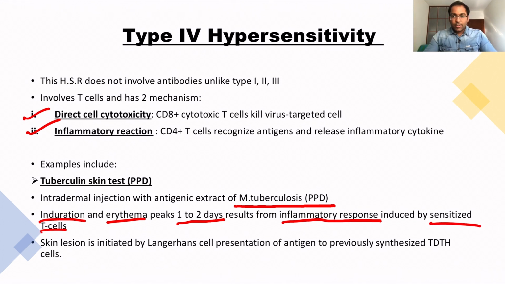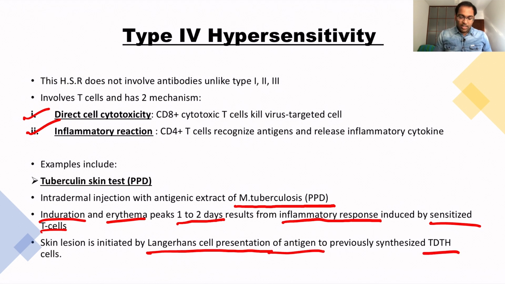So when we do a PPD test, let's imagine that there is a patient and he is pre-sensitized, or he was exposed to TB sometime before in his life. When we give him the injection with the antigenic extract of the tuberculosis, the pre-sensitized T cells that are floating in his skin nearby recognize that antigen and then they produce an induration and erythema. So that is why after 1 or 2 days, we see the induration and erythema and we measure the thickness. Because it takes 1 to 2 days to show the induration and erythema, we call this delayed type hypersensitivity reaction.